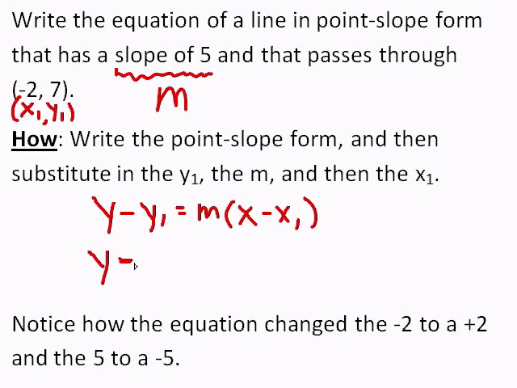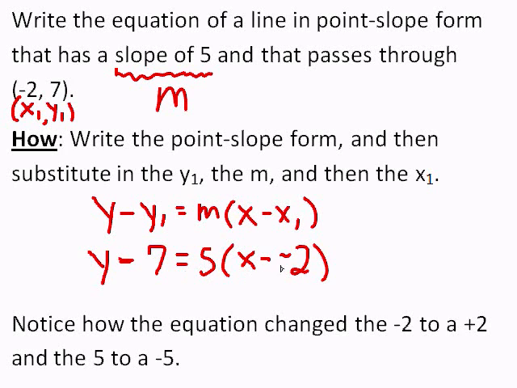Y minus, where's our y1? Our y1 is 7. So y minus 7 equals, now what's our m? Our m is 5. X minus, what's our x1? Well, it's -2. So we've written the equation of a line in point-slope form by writing that our point was x1, y1, writing that our slope was m, and then substituting that x1, y1, and the m into the point-slope form.